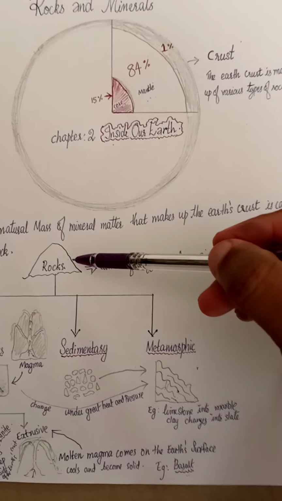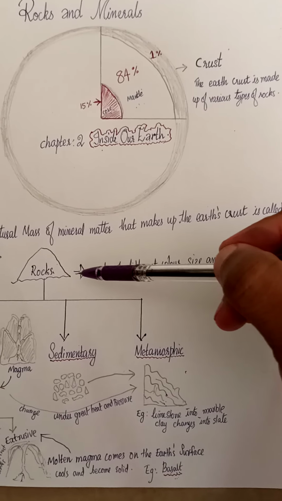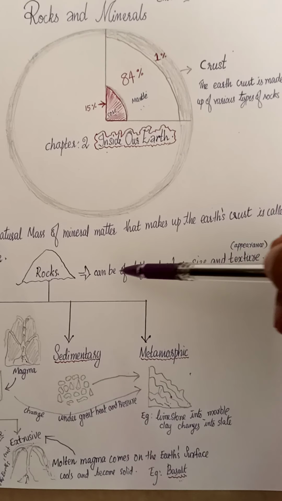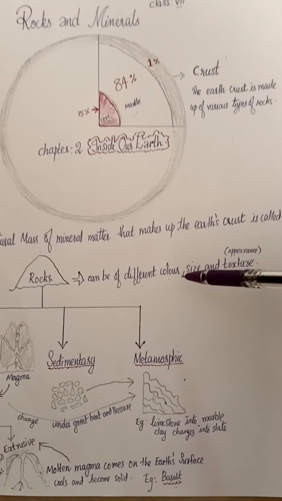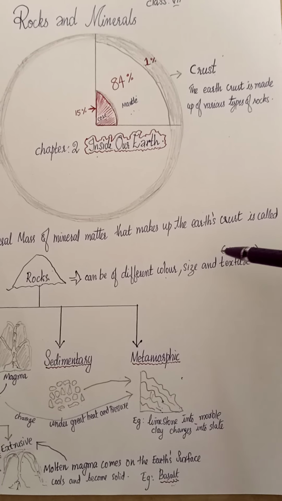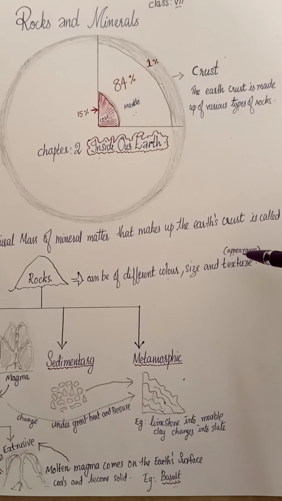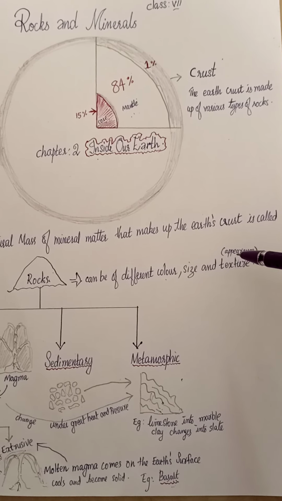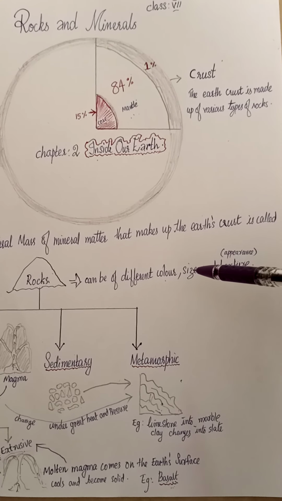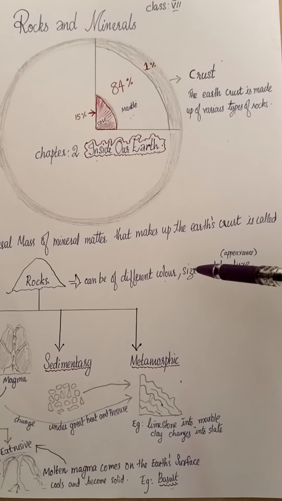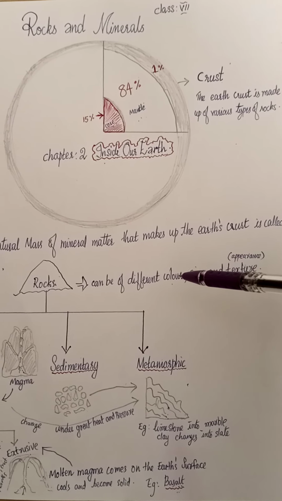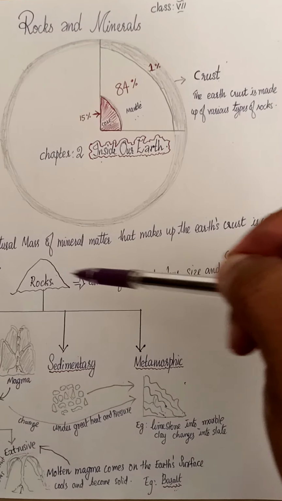Here you can see one rock. This rock I draw here. These rocks can be of different color, size and texture. Texture means appearance; you can see the difference. The size may be big or small. The color may be of different types.